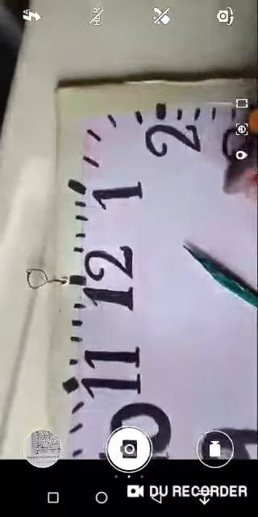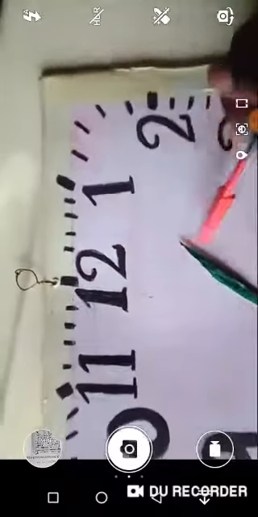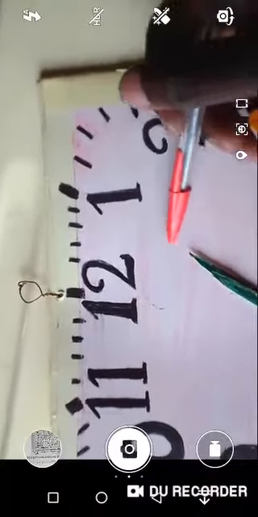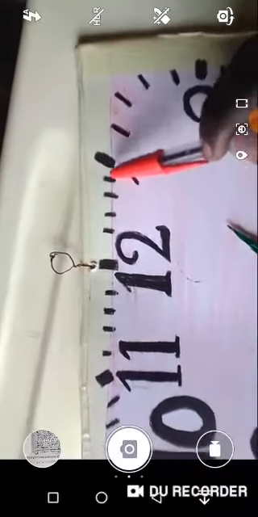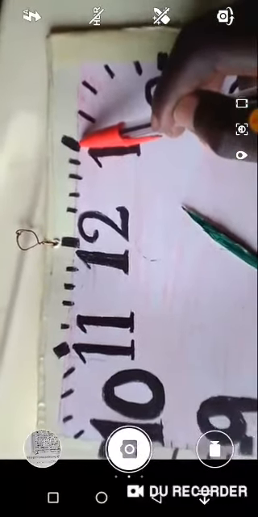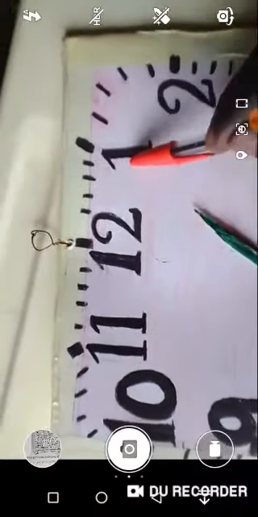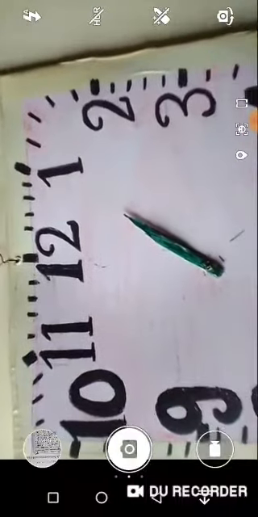Listen to me very carefully, please. I start with the long one. It is not at 12, so I cannot say 1 o'clock. Therefore, I see where it is pointing. The long one is pointing here. Then I count 1, 2, 3, 4, 5. This is 5 minutes past. 5 minutes past what? I check the short one. The short one is also pointing at 1. Therefore, it is 5 minutes past 1. I hope I make myself clear.